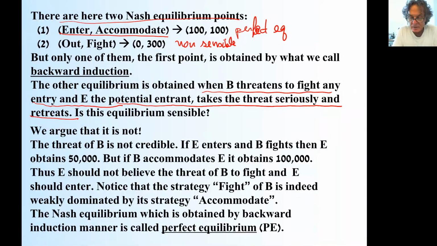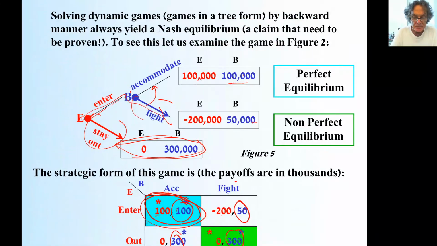No, I think B. Then B, we have to change it. If E enters and B fights, look here. If E enters and B fights, she gets 50,000.